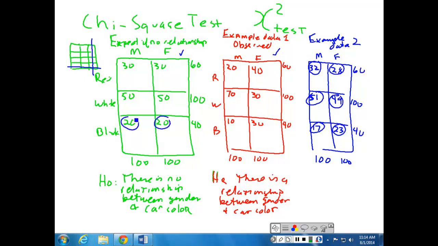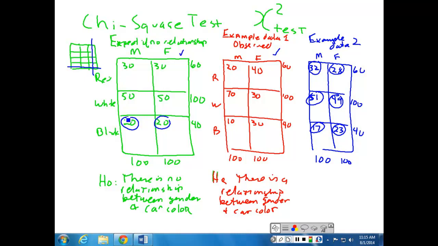You're going to expect, if there's no relationship, that there's going to be some sampling variability, sample to sample. If we went to another place and there were 100 males and 100 females, and we had the same numbers for red, white, and black, you're not going to get exactly 30-30 every time if there's no relationship. It will vary some, but 32 and 28 are pretty close to 30 and 30. 51 and 49 are pretty close to 50-50. And 17 and 23 isn't that far from the 20s.